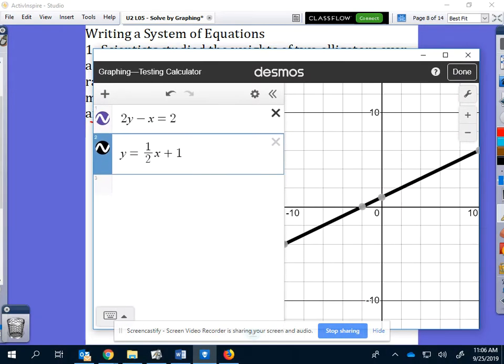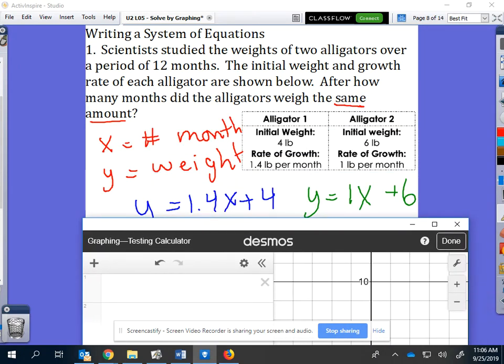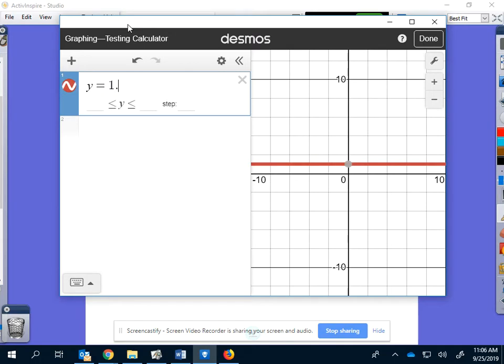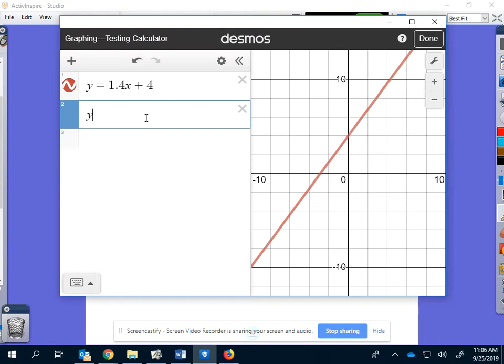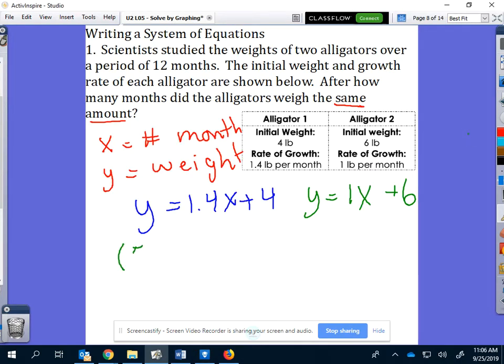We come into Desmos and we can type in our two equations. So our first equation here would be y equals 1.4x plus 4. And then our second equation, y equals 1x plus 6. And then we can drag our lines a little bit here, click on it as you need to. As soon as you click on one of these lines, whether it's blue or red, that gray dot shows up, and we see that our solution is 5, 11. So my solution here is (5, 11).